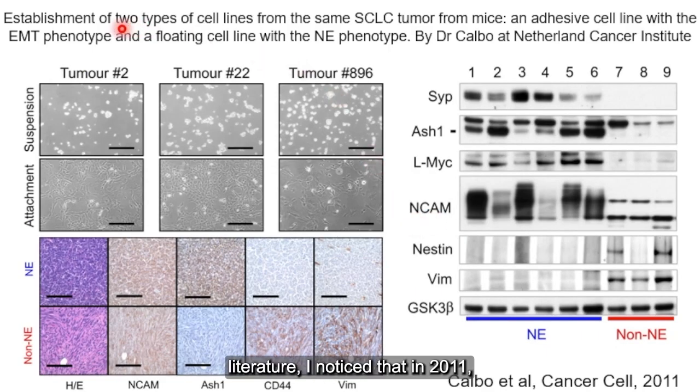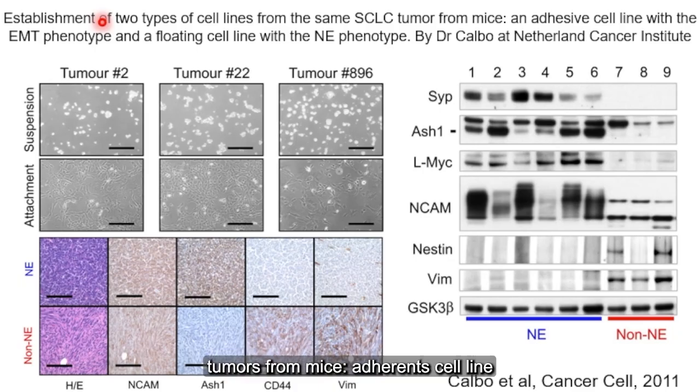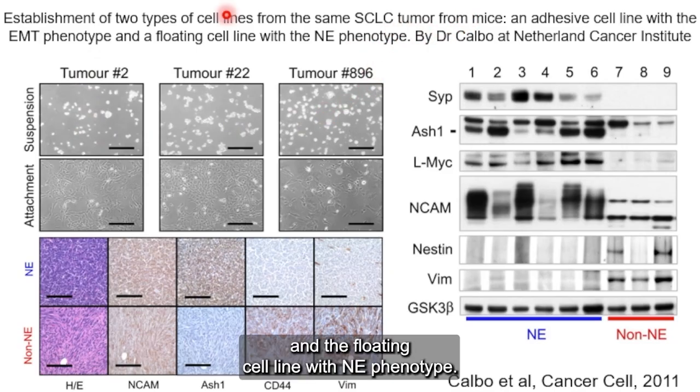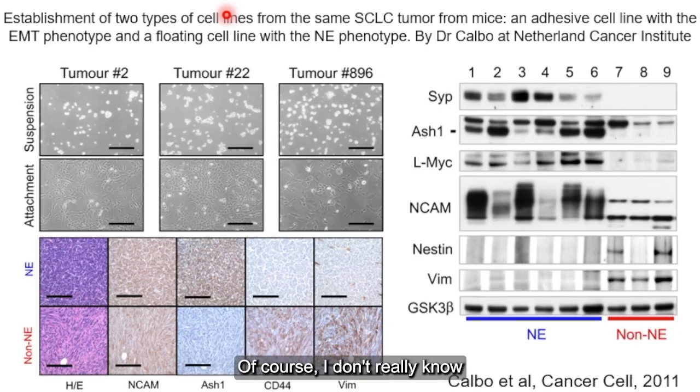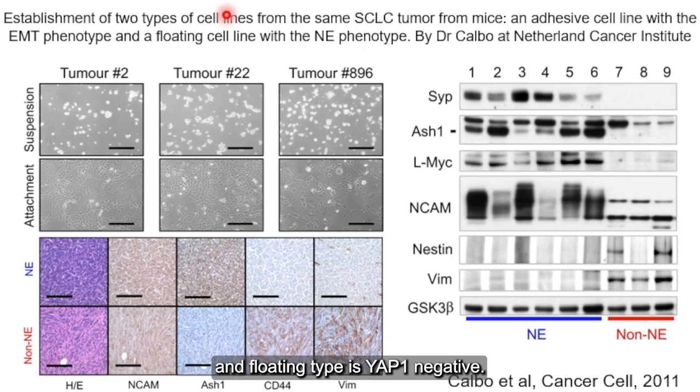Reviewing past literature, I noticed that in 2011, Calvo et al. established two types of cell lines from the same small cell lung cancer tumors from mice: an adherent line with EMT phenotype, and a floating cell line with the neuroendocrine phenotype. Of course, I don't really know since no YAP1 staining was done, but I speculate the adherent type is YAP1 positive and the floating type is YAP1 negative.